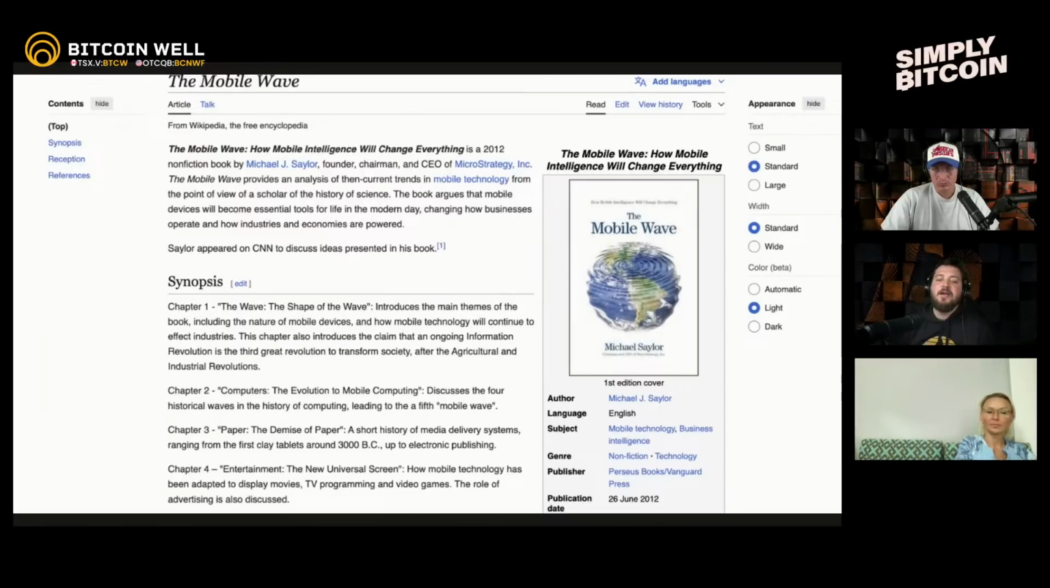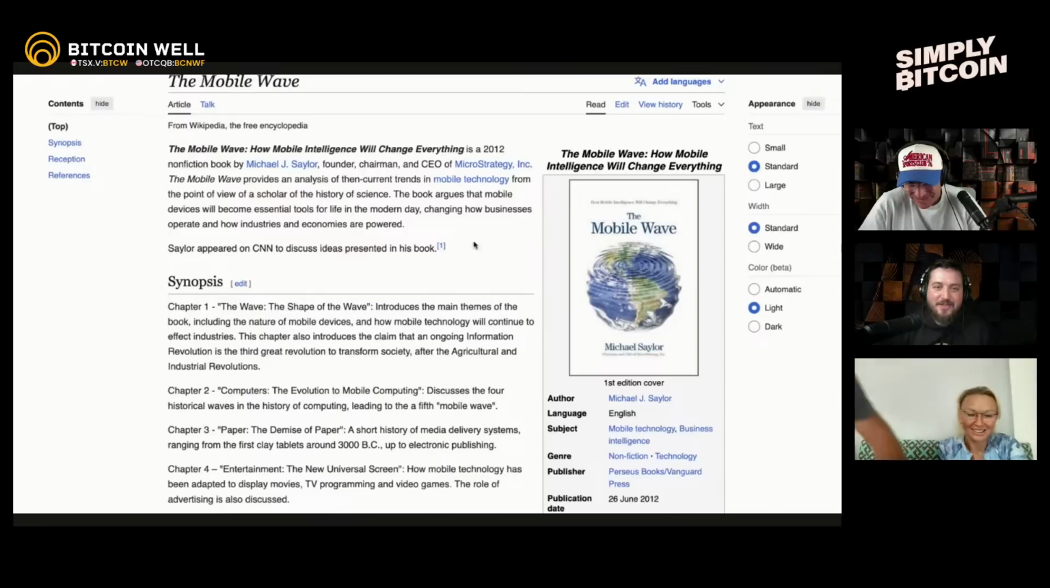Now, you tell me, back in the day, cell phones were very basic, right? So in 2012, he correctly predicted that mobile devices would become essential tools for life in the modern day. Is that correct, Opti? I would ask you that question. Yes, I'm a cyborg. I can't live without my phone. Did he predict that correctly? Yes. I'm going to pass it on to Christine. Christine, did Saylor predict the mobile wave correctly? Looks like it. And it seems like Graham agrees as well. I heard him in the background.